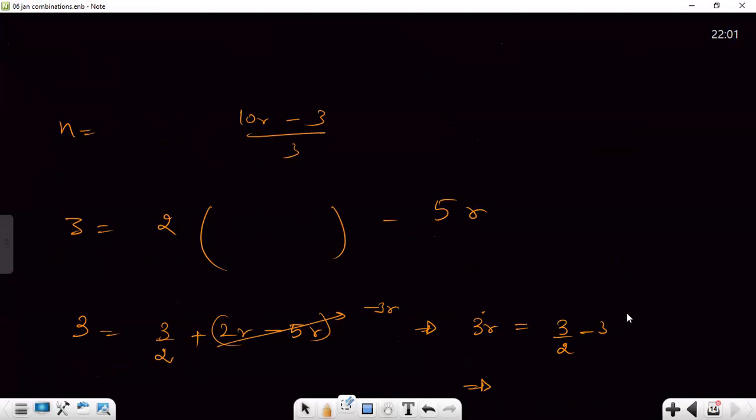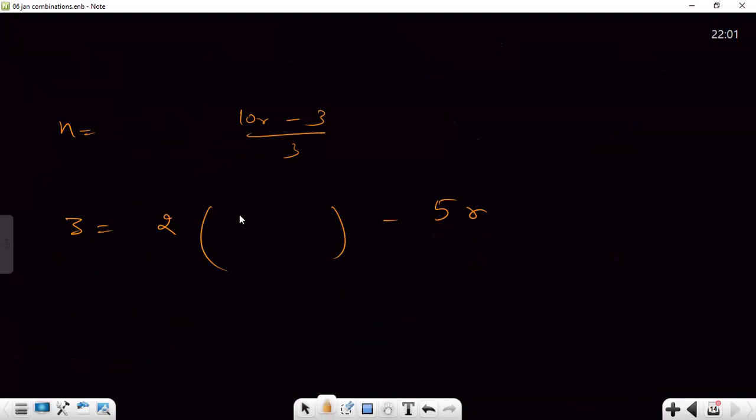Okay, let's solve the equation then. Now let's multiply by 3 on both sides. This will become 9. 2 into 3 gets cancelled. So this has become 2 into 10r, 20r minus 6, minus 5 into 3, minus 15r. 9 minus 6 becomes 15, so 20r minus 15r becomes 5. 5 gets divided and r becomes 3.